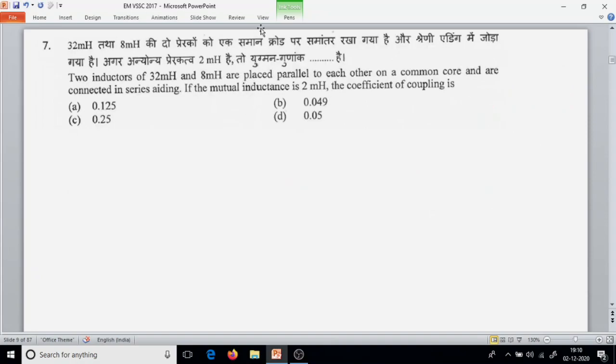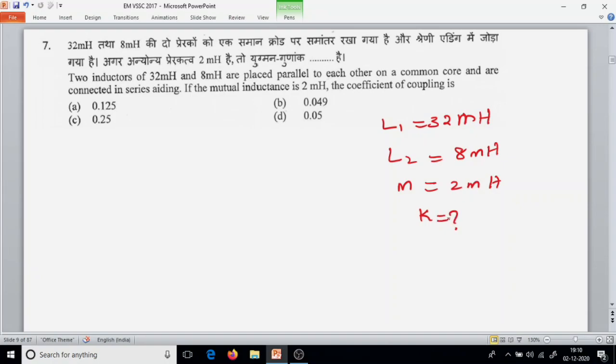Question number 8. Two inductors, that is L1 equal to 32 millihenry and L2 equal to 8 millihenry, placed parallel to each other on a common core. That means there is a coupling, and are connected in series aiding. The mutual inductance is 2 millihenry, that is M equal to 2 millihenry. Coefficient of coupling is the question.